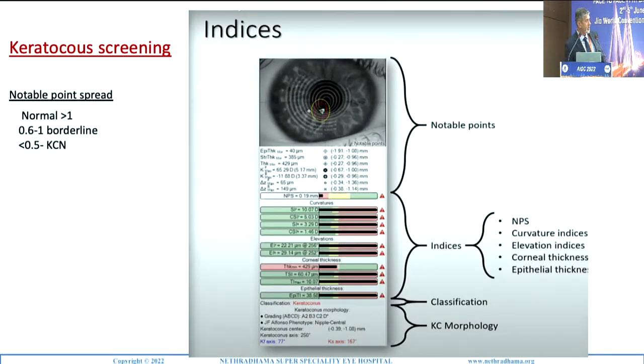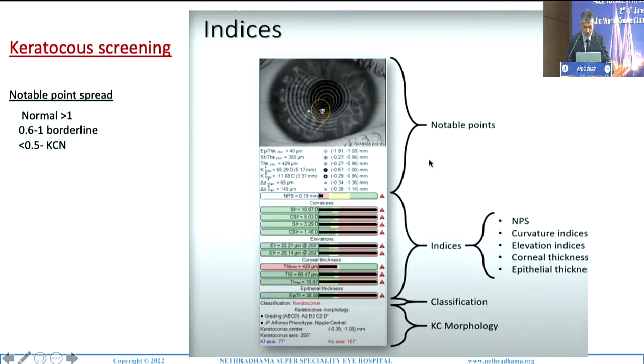So if you look at the keratoconus screening, it has what is known as the notable point spread. In her previous talk, Dr. Sheetal Mavakar said that you have to look at the thinnest point, the maximum curvature, etc., and then match it. But what the MS39 does is it has the notable point spread, and it has various indices. Normal is more than 1, 0.6 to 1 is borderline. Less than 0.5, you have suspicion of keratoconus.